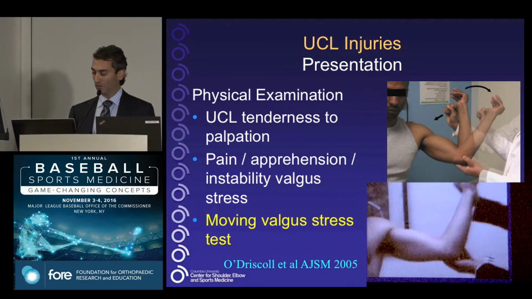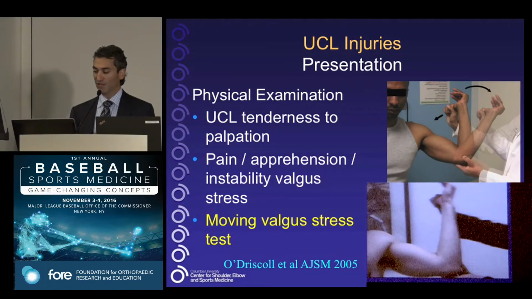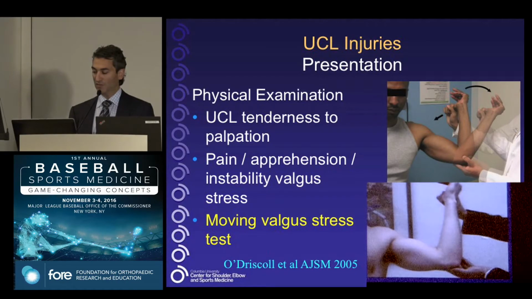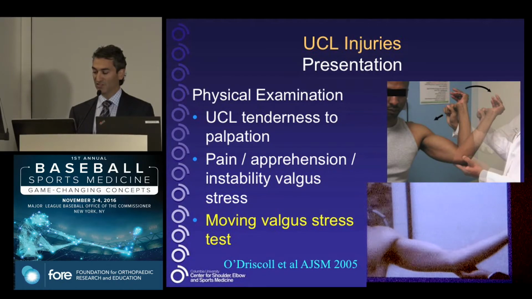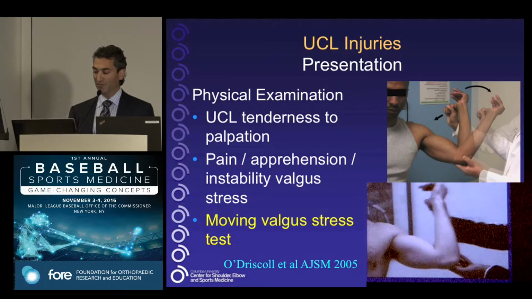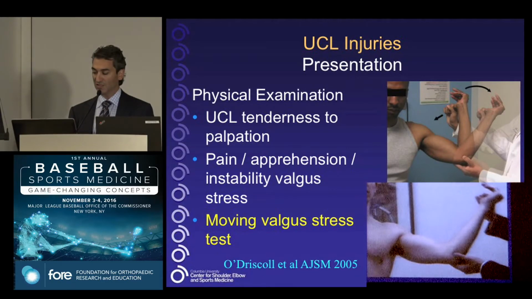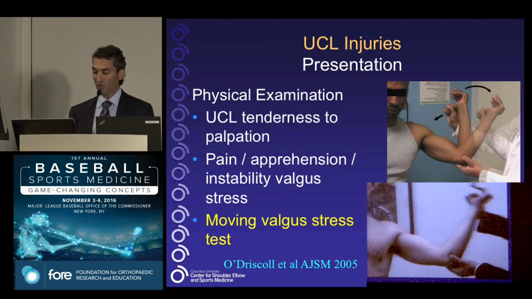But this is the hallmark test. This is the moving valgus stress test. Grab his forearm or his thumb, stabilize the elbow, move them in flexion extension with valgus, and see if it elicits pain over the ligament.